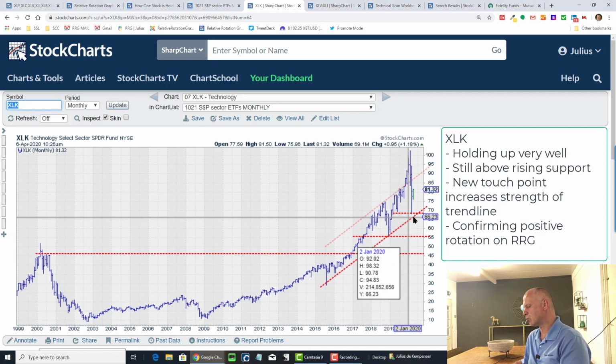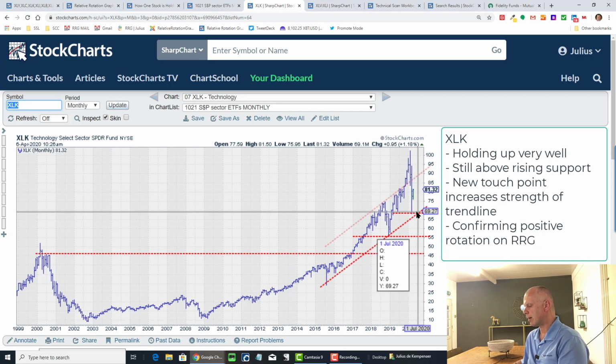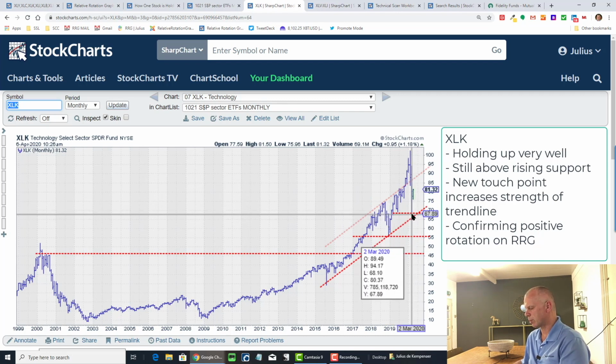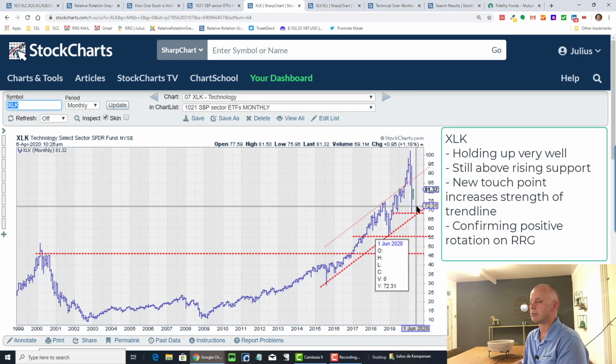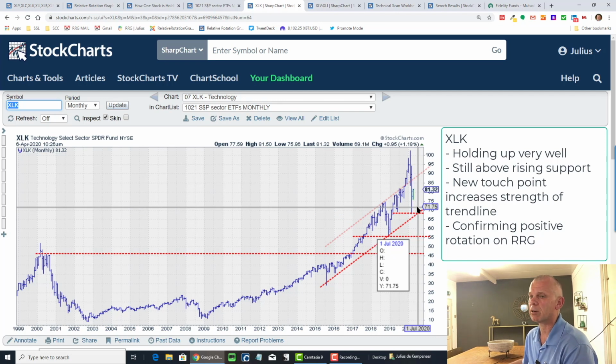And we actually jumped out of that low to seriously higher levels, because we put in a low actually below 70, and the opening of this month is already around 80. So technology is holding up very well, as we've seen on the RRG, where the tail of the technology sector is still way to the right inside the leading quadrant, and this monthly chart seems to confirm that positive rotation for the technology sector going forward.